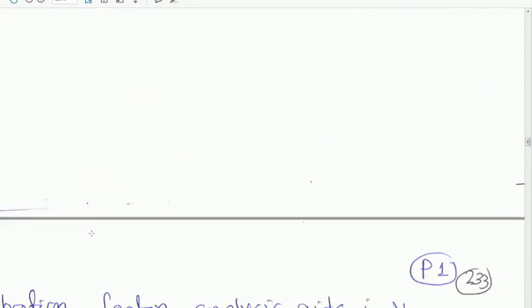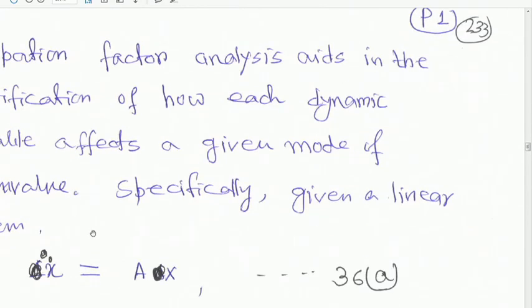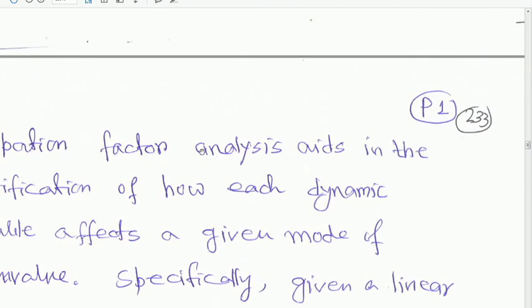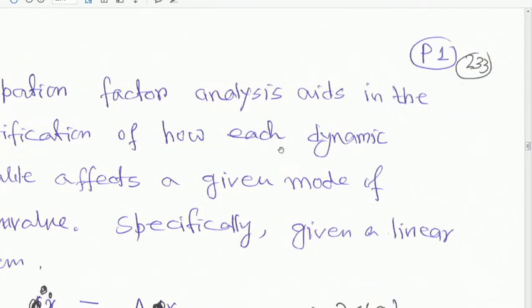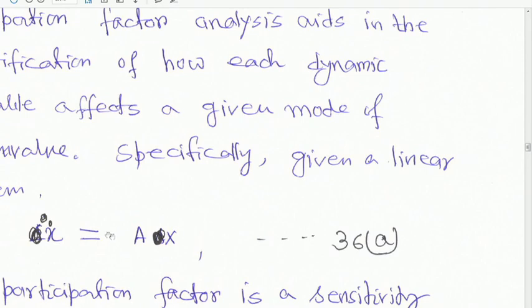So, now the question is that participation factor we have studied already, and we have seen that P is equal to, in general, phi into psi in matrix form. That also I told you how to take. Now, see a little bit more. Participation factor analysis again aids in the identification of how each dynamic variable affects a given mode of eigenvalue, specifically given a linear system, say x dot is equal to A x. This equation we have made 36a. Just we are trying to put it in another way.